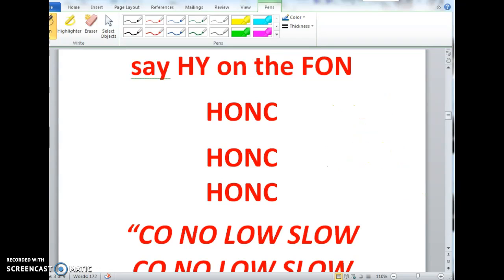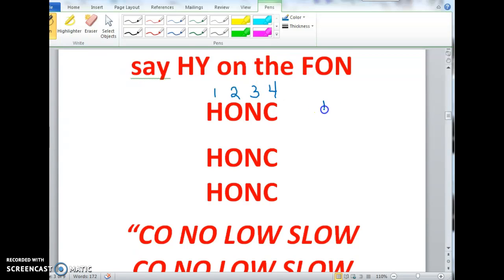Next we have one I heard from Mr. Russo. This is going to remind you of the number of bonds that these 4 key elements are going to form in order to be satisfied. Hydrogen forms one bond. Each oxygen has to form 2 bonds. Nitrogen has to form 3 bonds, and carbon has to form 4 bonds.